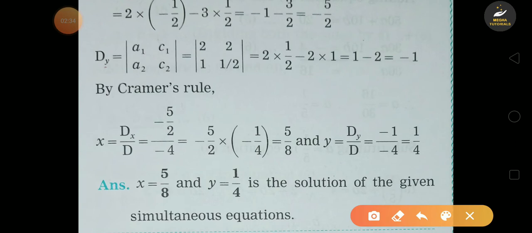So x is equal to Dx upon D, which is equal to minus 5 upon 2 upon minus 4. So you can write minus 5 upon 2 into minus 1 upon 4 using multiplicative inverse. So minus minus will be cut. So 5 upon 2 fours are 8. So this is your value of x. Then y is equal to Dy upon D, which is equal to minus 1 upon minus 4. Minus minus will be cut. Then you will get 1 upon 4. So values of x and y are 5 upon 8 and 1 upon 4. So this is the solution of the given simultaneous equations.